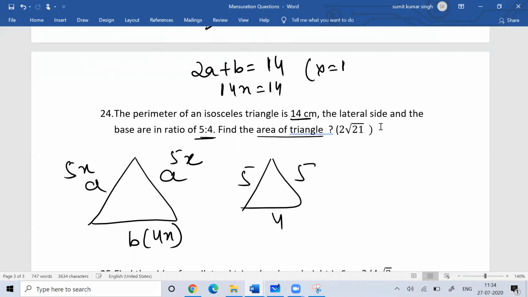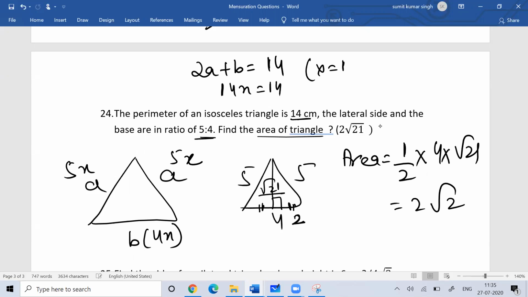Okay, now what is the area of the triangle? To do that, you can draw a height. Always this will bisect the base. You can prove it through congruency. So this is 5, this would be 2. So you can use the Pythagoras theorem and find this value. This is 25, 5 square minus 4. So this would be root 21. So the area of the triangle would be half into base into height. Half into 4 into root 21. So the answer is 2 root 21. That is your answer.